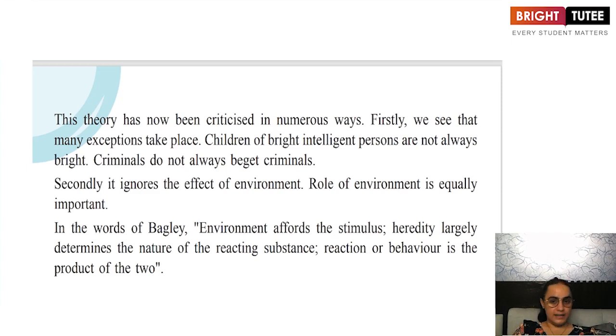In the words of Bagley, another psychologist, environment is how you are going to get the stimulus. You get the trigger in you because of the physical environment you are exposed to. Heredity is going to decide your nature because of what you have inherited. But the way you will react, the way you will behave is going to be determined by both heredity as well as the environment that you are in.